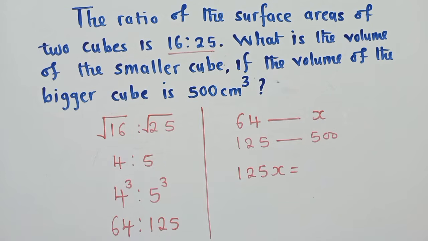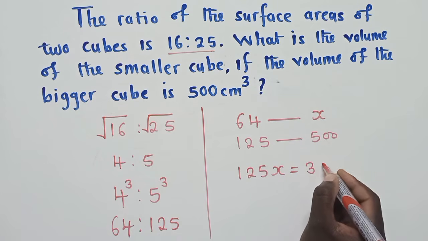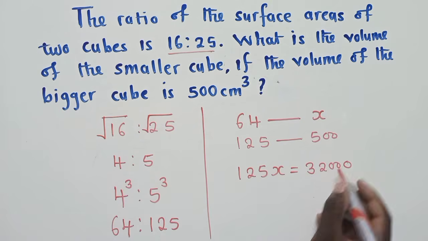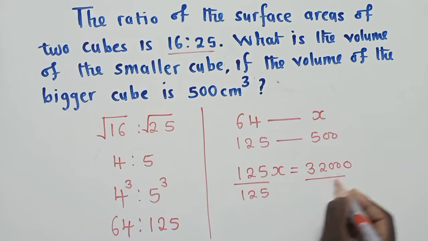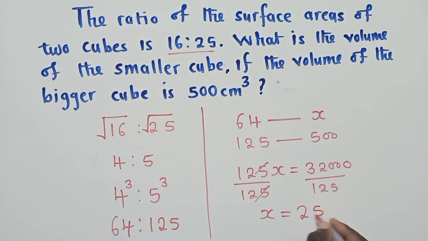We shall have 125x is equal to 64 times 500. What are we getting when we multiply 64 times 500? It's giving us 32,000. Then to solve for x, you divide by 125. We shall remain with x is equal to, so what is our x there? It will be equal to 256 centimeter cubed. I guess you followed the steps nicely.